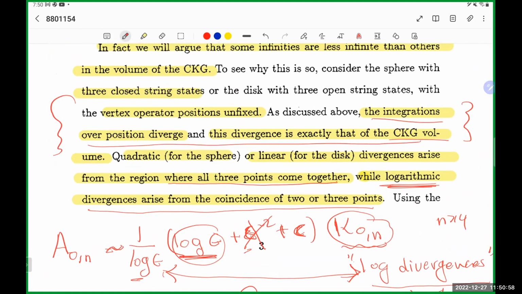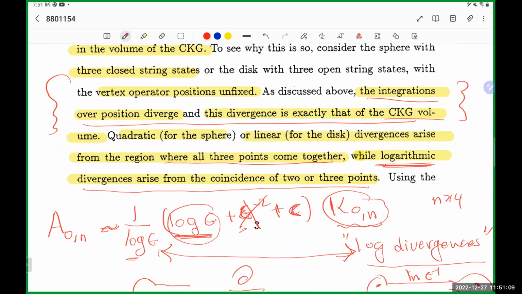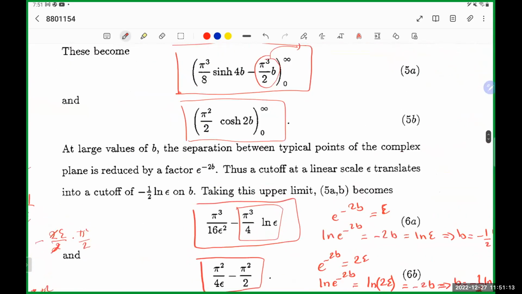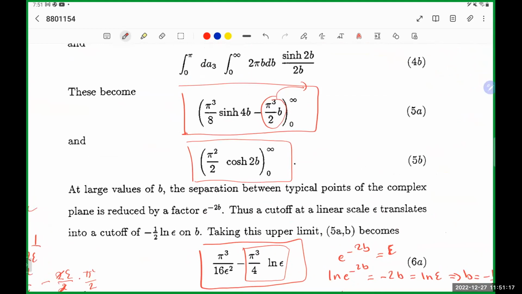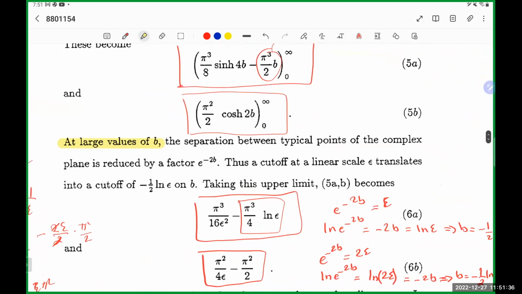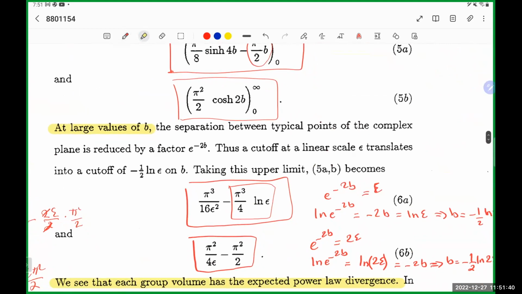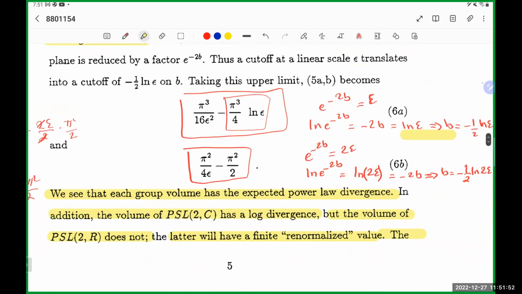It's not intuitive. There's a manifold and this is a sphere. These are integrations over positions of vertex insertions, and these are volume divergences over the SL(2,C). So now, if you go over the integral, you say, now I need to impose some cutoff at large values of B, that is when the separation between typical points of the complex plane is reduced by a factor of e to the minus 2b. So if you say e to the minus 2b is like epsilon, then log epsilon is basically like b. When you come close enough, log epsilon here is like b.